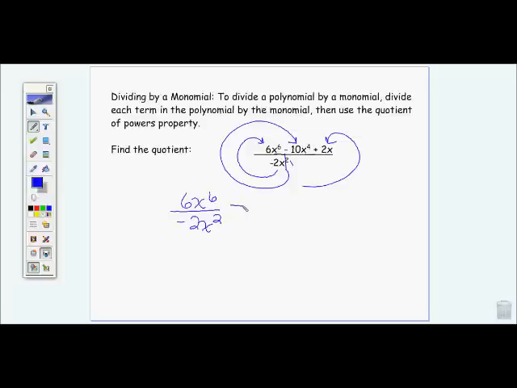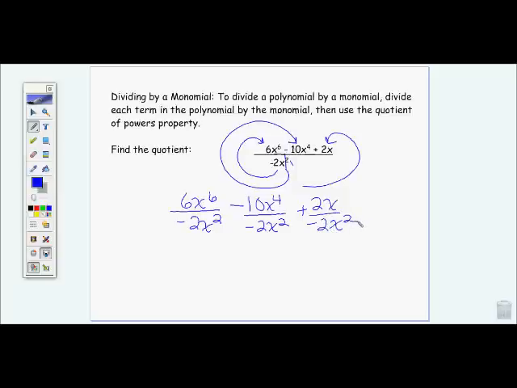I also have a negative 10x to the 4th. And I'm going to go like this because when we're reducing fractions, we like to cross things out. Notice also that I am copying the sign in front of it.